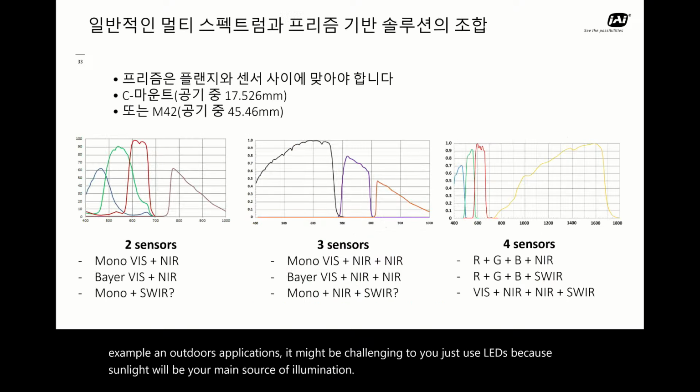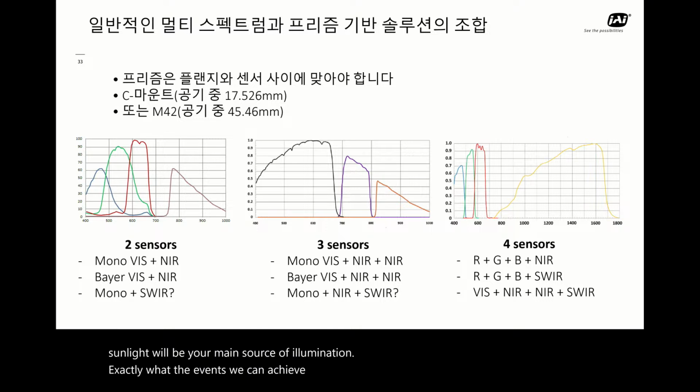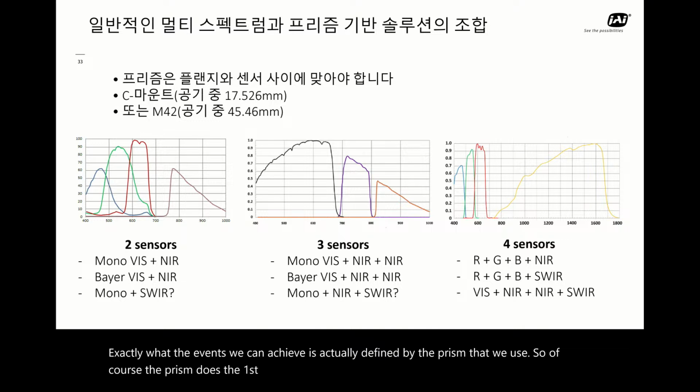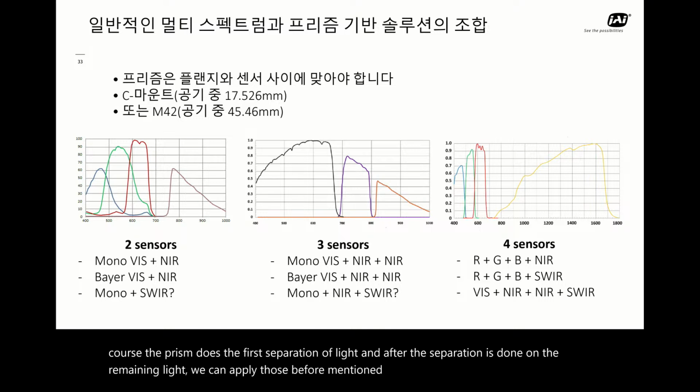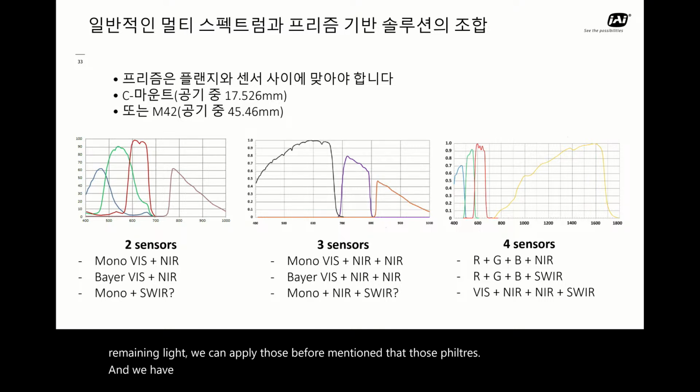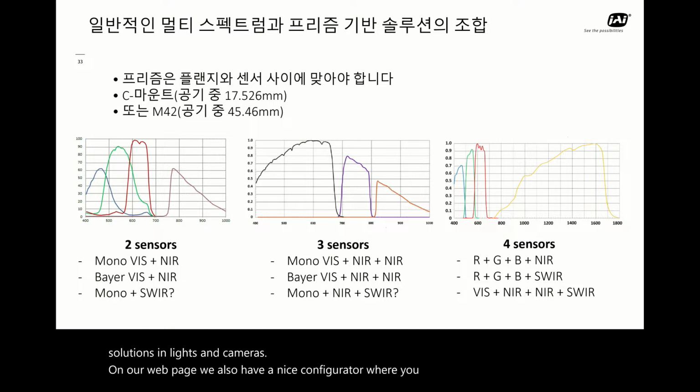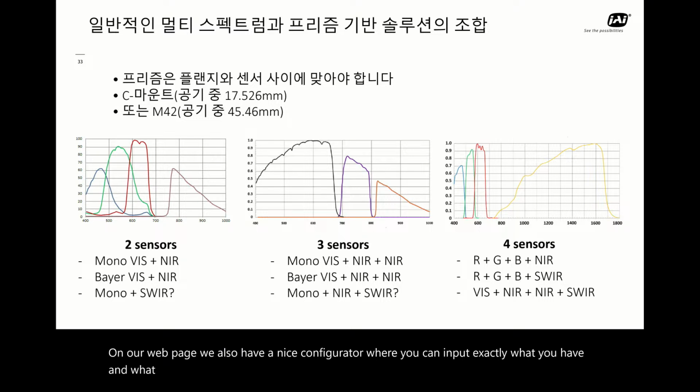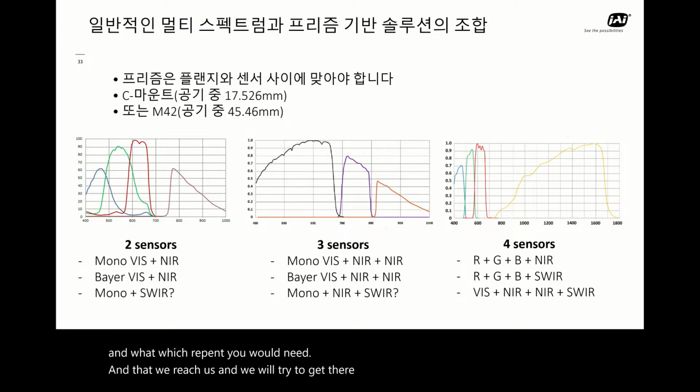Exactly what wavebands we can achieve is actually defined by the prism that we use. So of course the prism does the first separation of light, and after the separation is done, on the remaining light we can apply those aforementioned bandpass filters. And we have multiple types of phase prisms. We have 2 sensor, 3 sensor, and also 4 sensor solutions in LightScan cameras. So on our webpage we also have a nice configurator where you can input exactly which waveband you would need, and that will reach us, and we will try to get back to you as soon as possible on the feasibility.